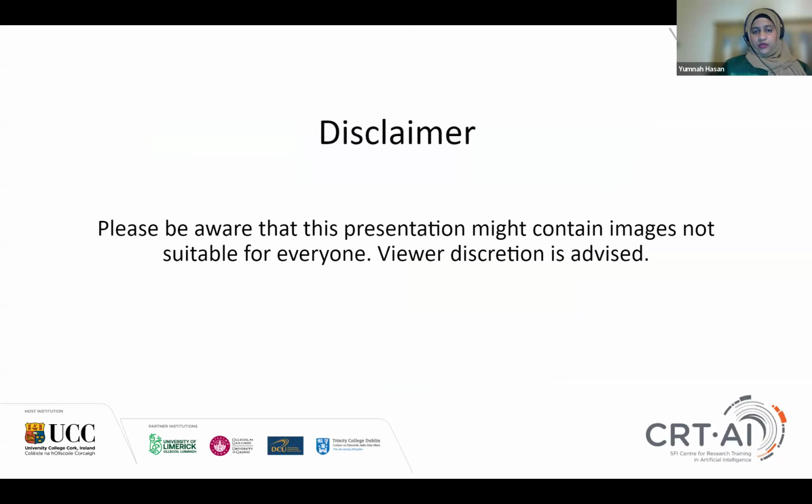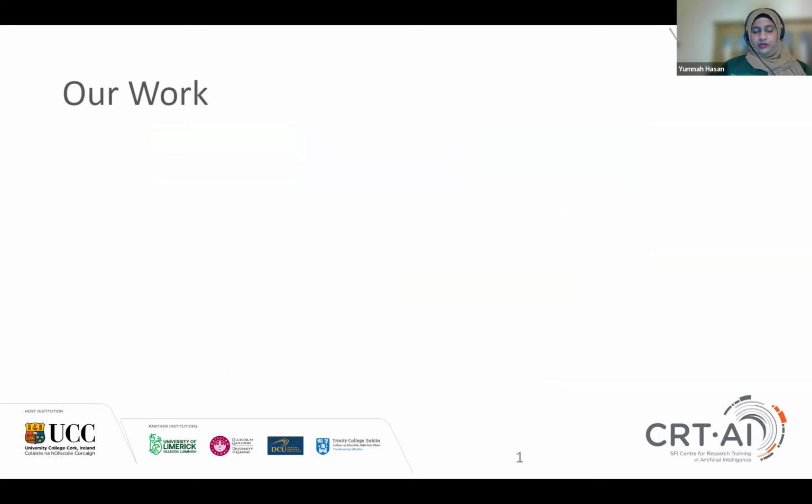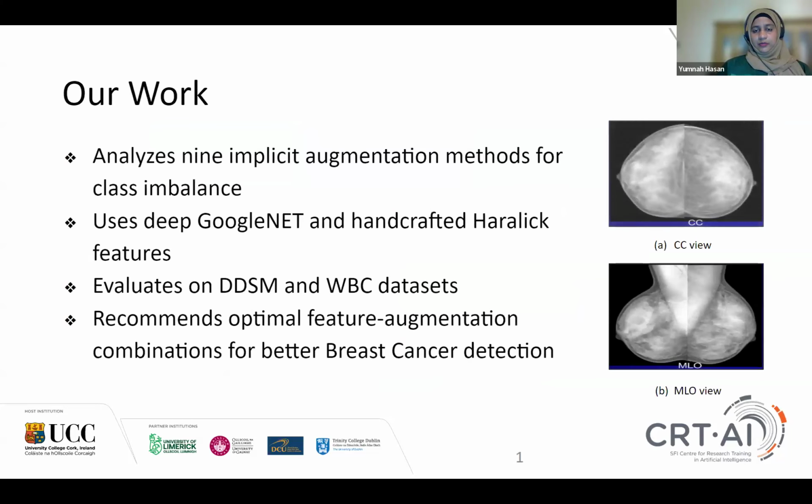So basically in this work, we have compared 9 augmentation methods for a highly imbalanced dataset. The datasets we used in this work are from the DDSM, that is the Digital Database for Screening Mammography, and the Wisconsin breast cancer dataset. The Wisconsin breast cancer dataset contained pre-extracted features, and the DDSM one contained images, as you can see in figures A and B. These are 2 views of a mammogram, which are craniocaudal and mediolateral oblique views.